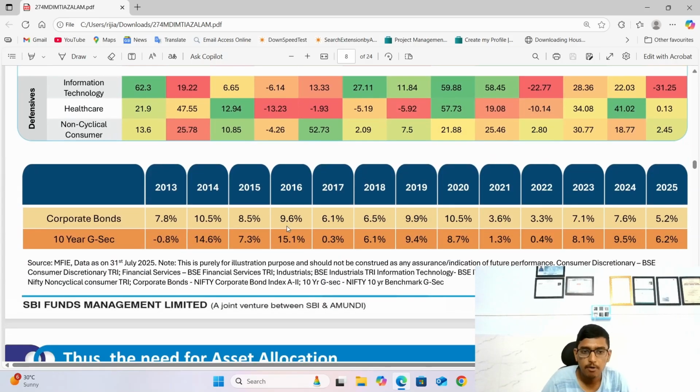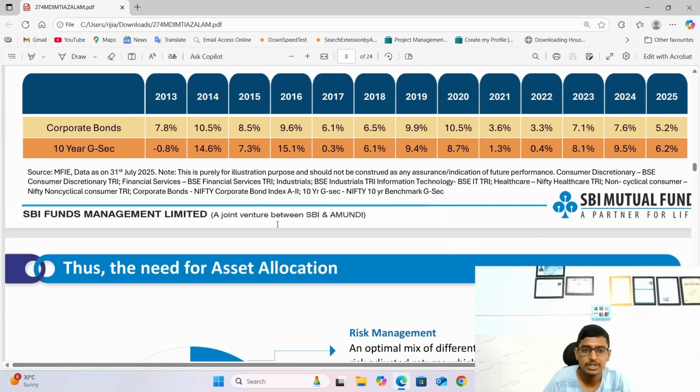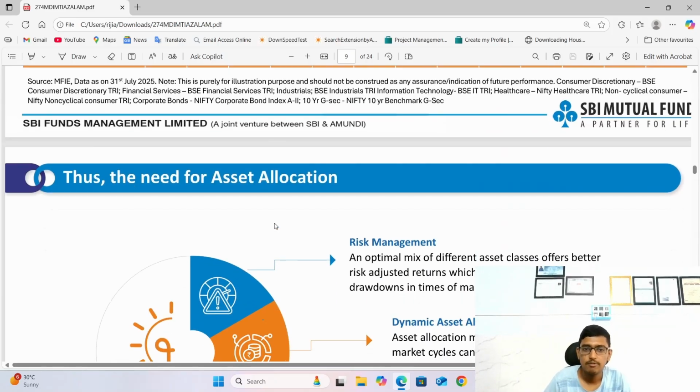And then we have bonds or debt sectors. You see here also, in corporate bonds versus 10-year government securities, sometimes corporate bonds give you good returns, sometimes it was the 10-year government securities. So you need to have an allocation across all the assets to get an ample return and optimal portfolio growth. Thus the need for asset allocation.